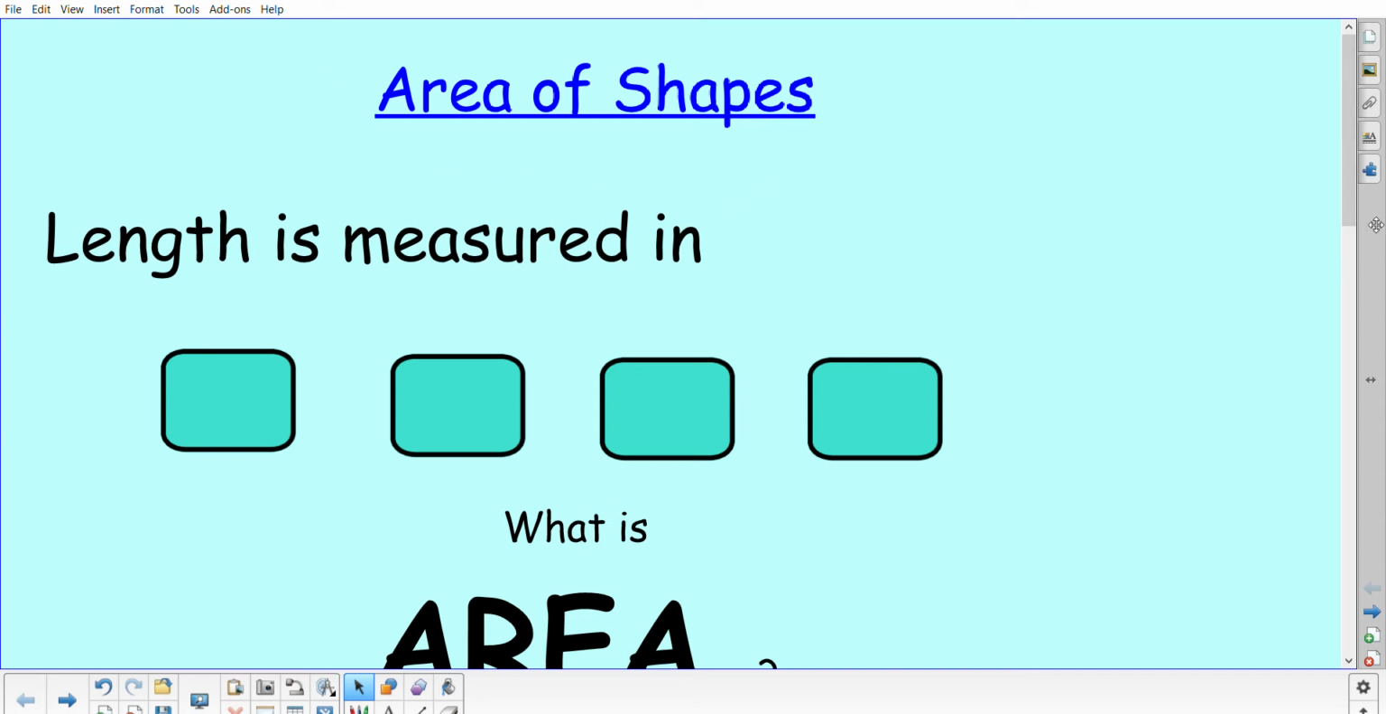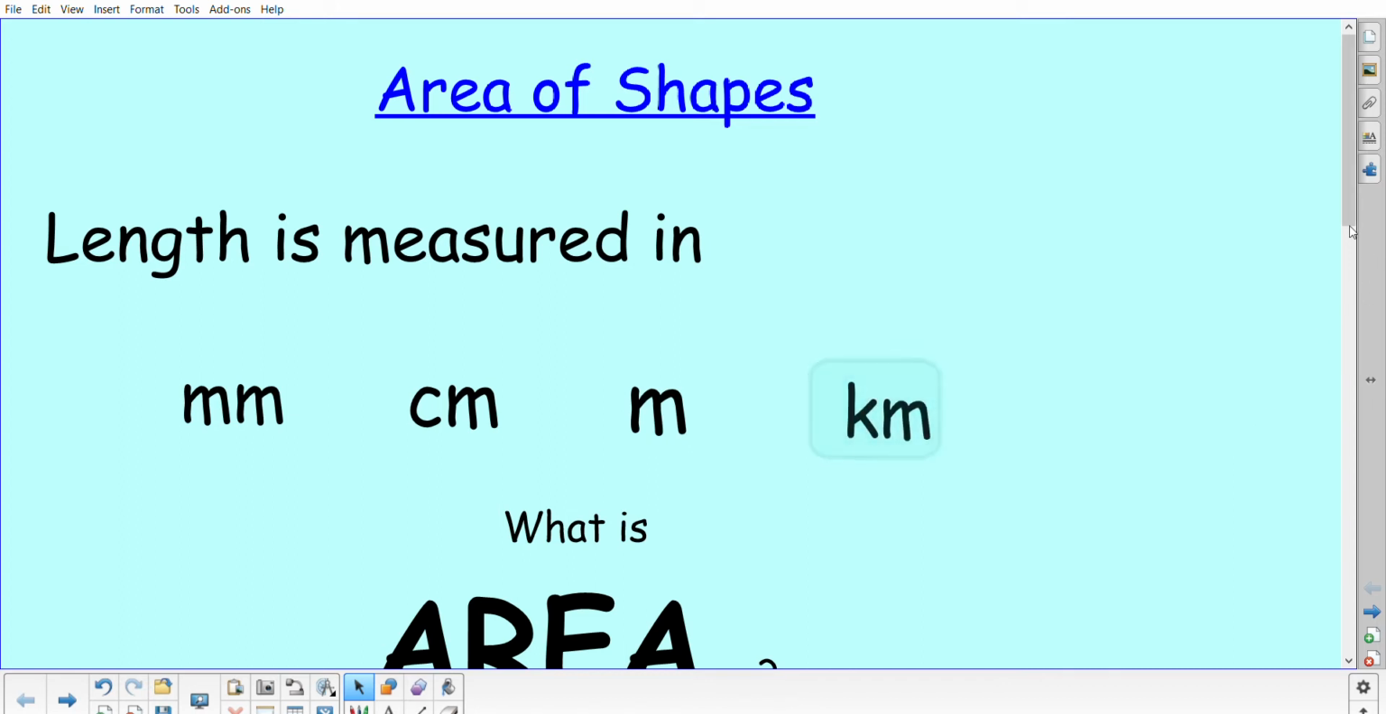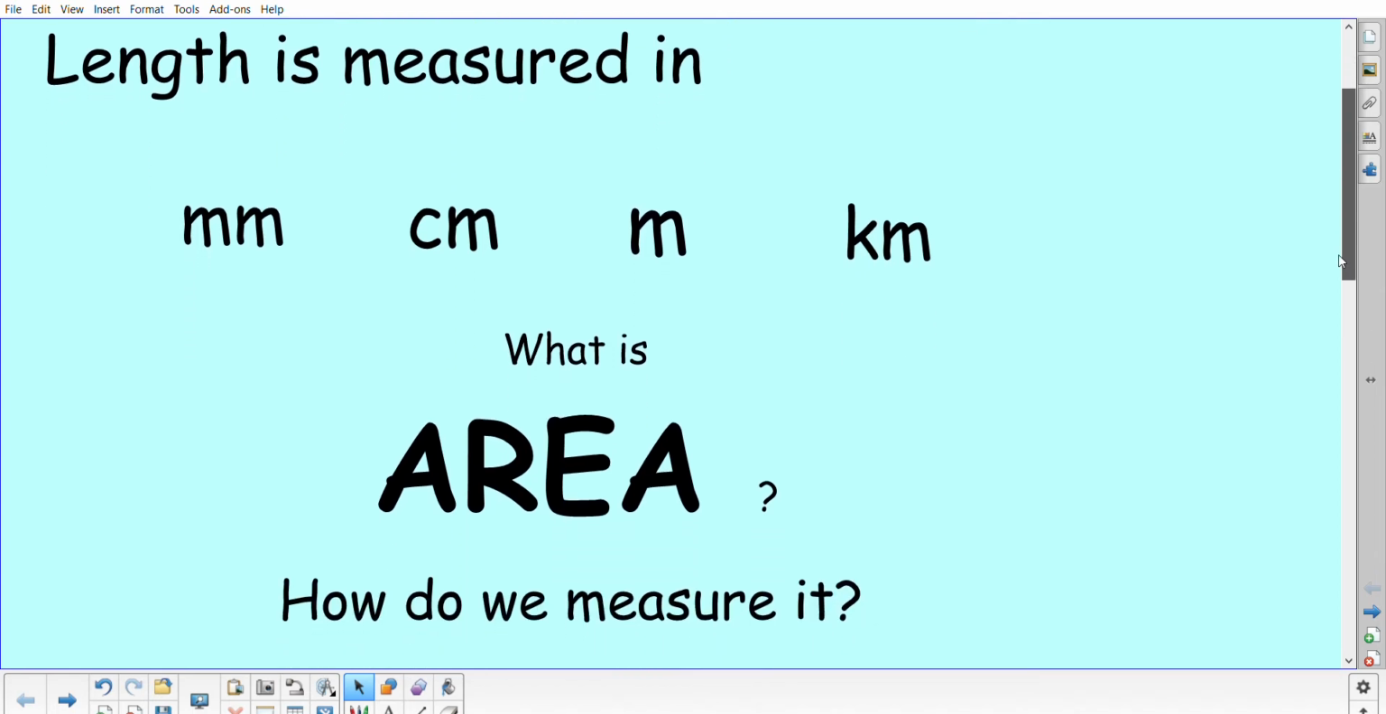So we're going to look at how we can work out the area of a shape. When you were in school back in December, in your numeracy lesson, we were looking at perimeter, which is how we measure the distance around the outside of a shape. We spoke about the units of length: millimetres, centimetres, metres and kilometres. The millimetre is a very, very small unit, while kilometres are used for long distances, maybe between towns and cities.